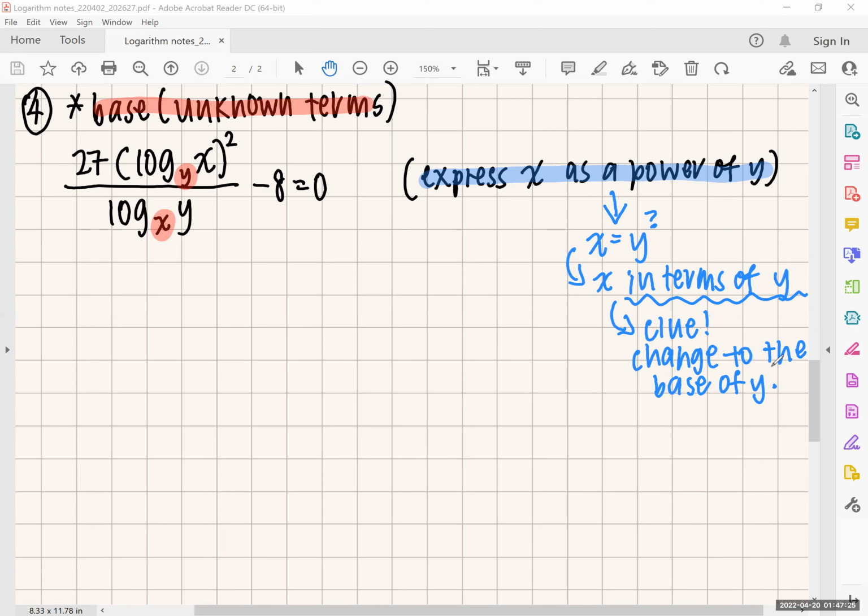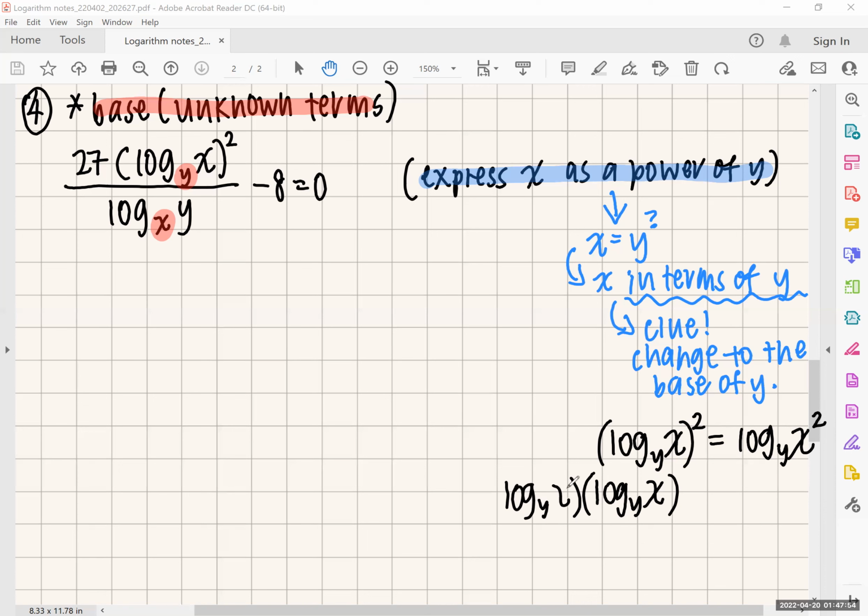Next, another common mistake that a lot of students make is that they think that log base y of x, the whole thing squared, is actually equal to log base y of x squared. It's not the same, because this square is referring to me doing log base y of x times log base y of x.